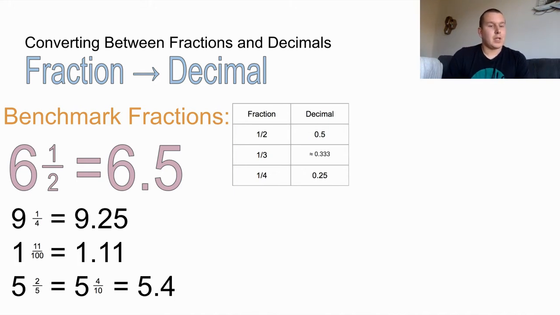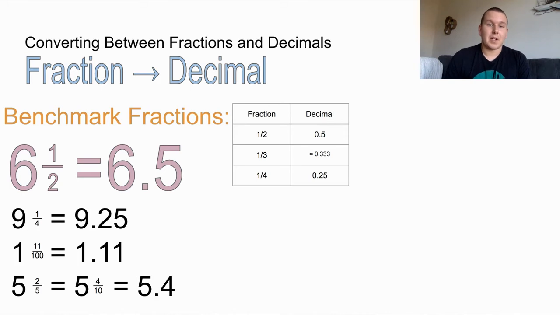Now, this one might be a little tricky. You might think, oh, this isn't one we can convert into a decimal. But something that we can do is we can always find an equivalent fraction that has a power of 10 number at the bottom. So for this one, we went from 2/5 to 4/10. These are equivalent things, and we change it to 5 and 4/10.